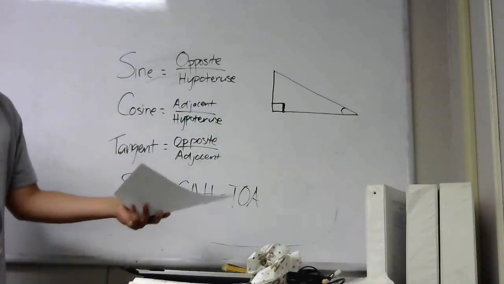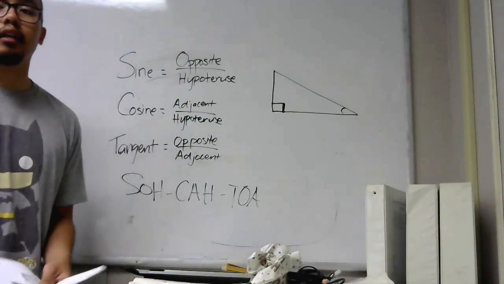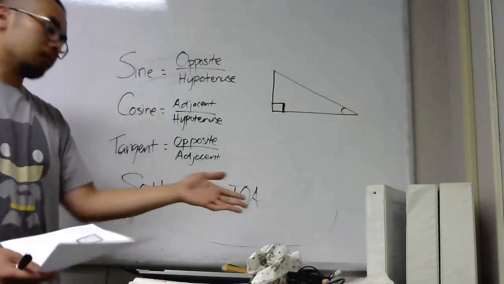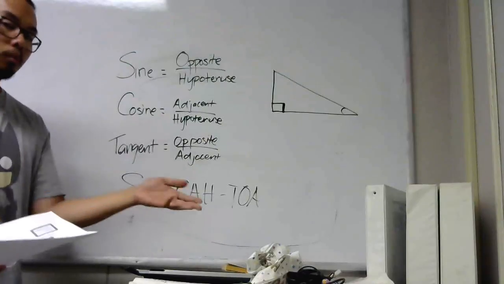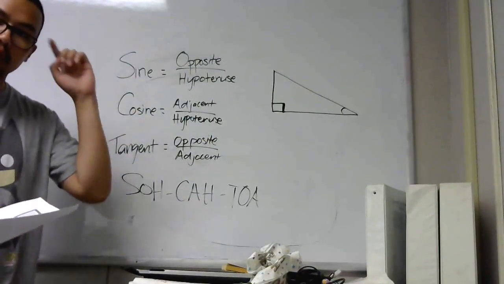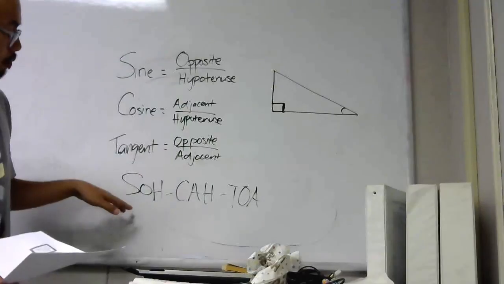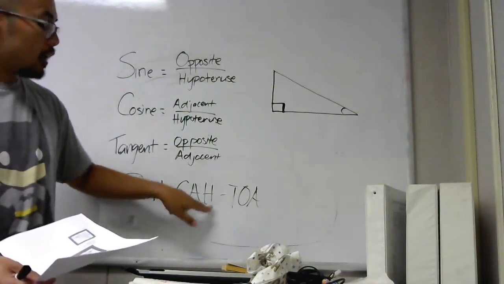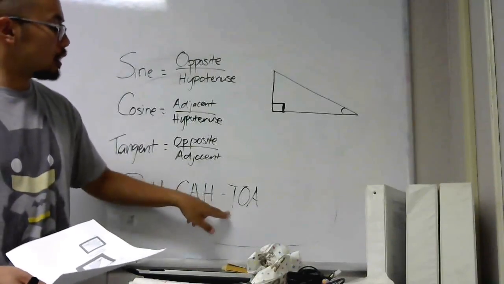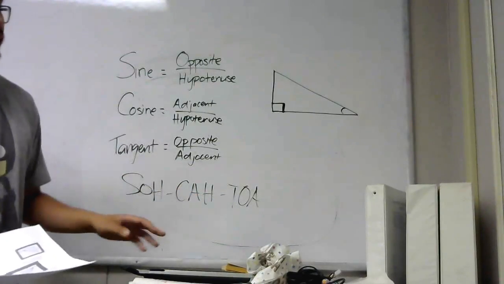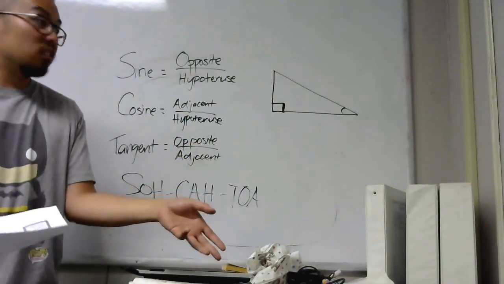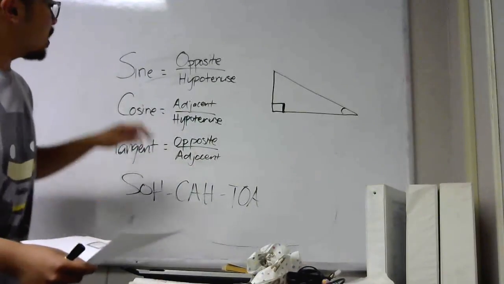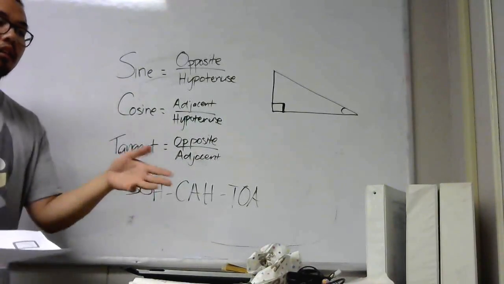Right. So the first thing we want to go over in finding unknowns is the mnemonic device SOHCAHTOA. I'm sure y'all have heard it before, but let's go over it one more time just to make sure that we get it drilled in our head. SOHCAHTOA, spelled S-O-H, standing for sine, C-A-H for cosine, and T-O-A for tangent, tells you in relationship to the angle what measurements are going to give you the sine, cosine, and tangent of the right triangle.